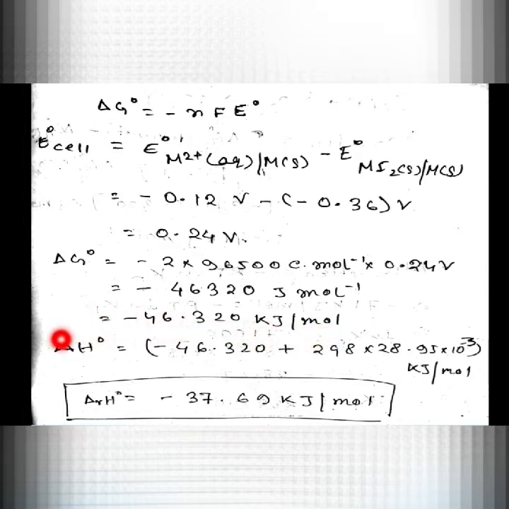Now del H0 is equal to del G0 plus T del S0. Just put the values of del G0 and del S0, and you can get del H of the reaction, which is equal to minus 37.69 kilojoule per mole. This is the answer, the value of del H0.